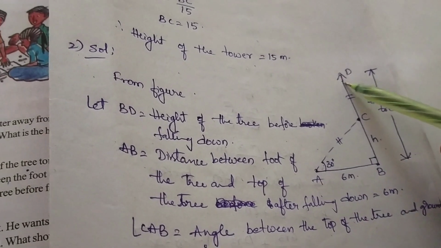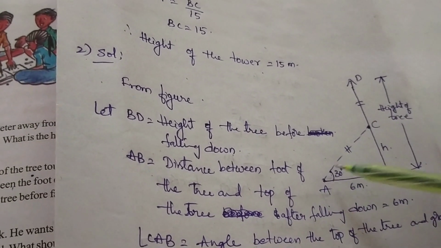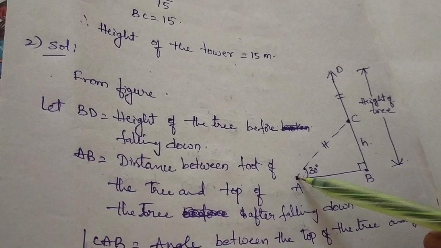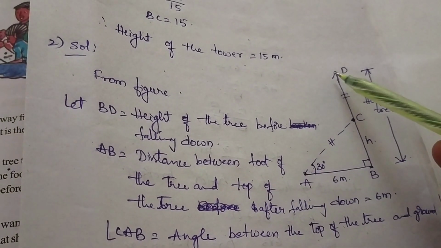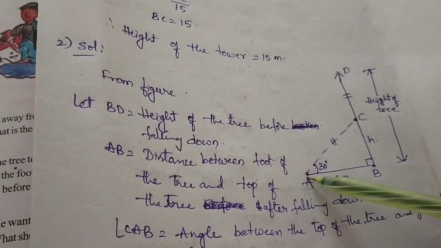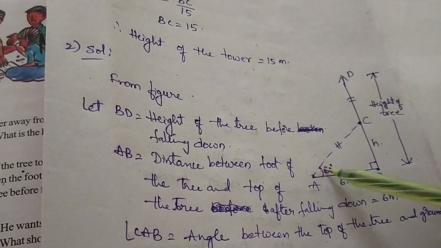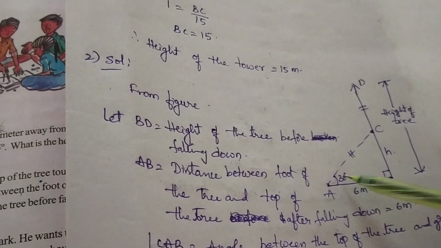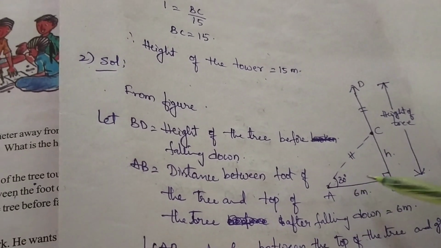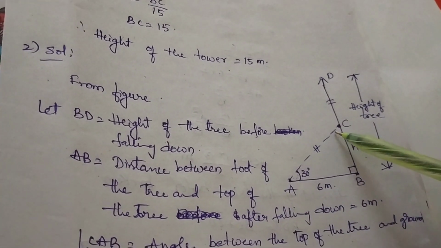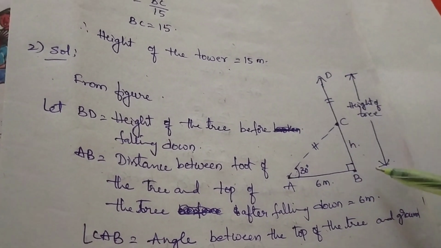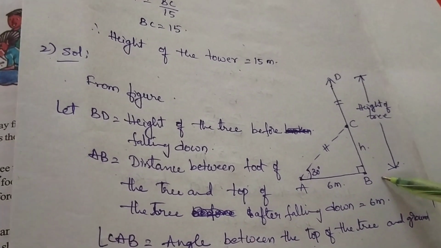Why? Because only the broken part will fall down. So here this end of the tree, the top of the tree, which is at D, fell down here, and it is making an angle of 30 degrees with the ground. This is the picture, this is the situation they have given in the question. So here we need to find out the height of the tree before falling down.